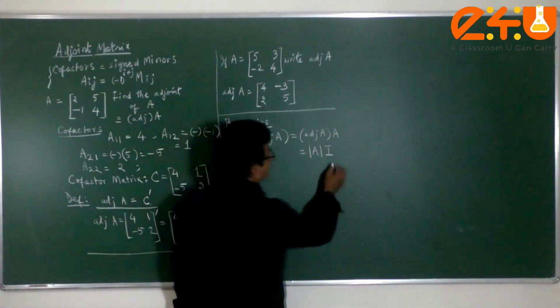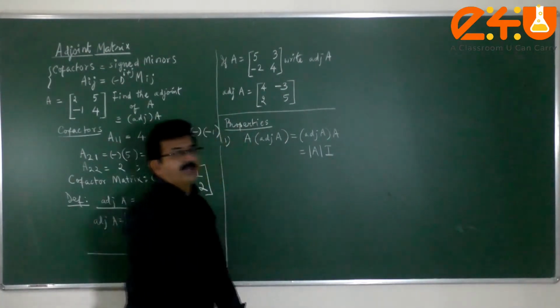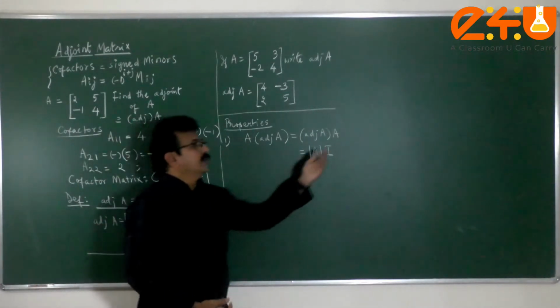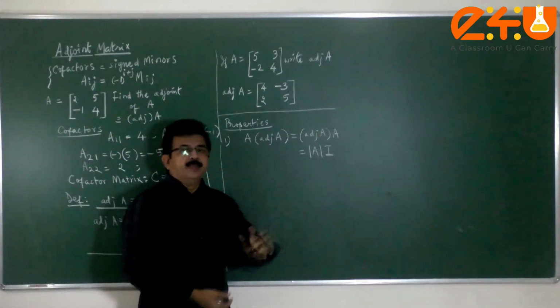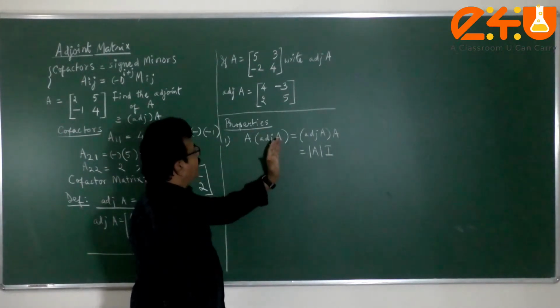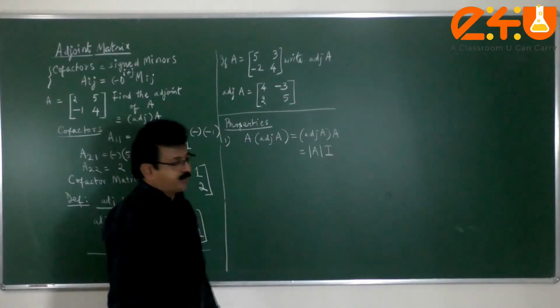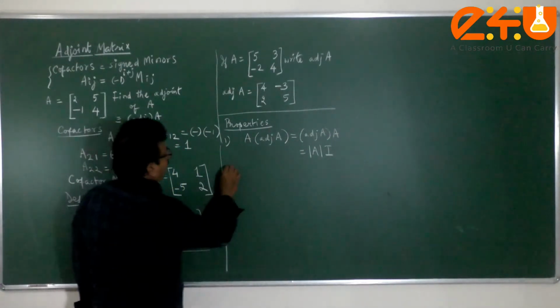Sometimes we represent I with a subscript 2 or subscript 3, denoting that it is a 2 by 2 identity matrix or a 3 by 3 identity matrix. So A times adjoint A is adjoint A times A. This becomes a very important property.